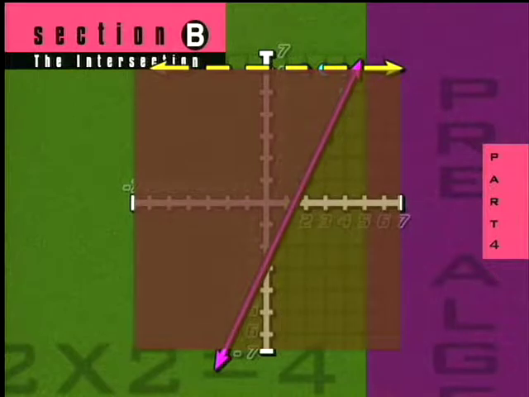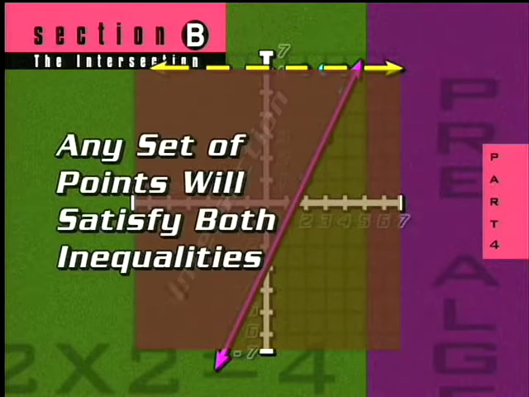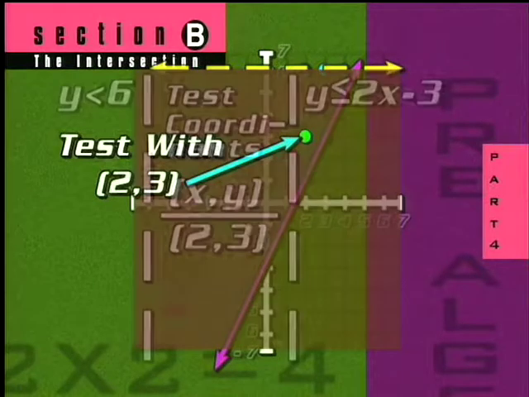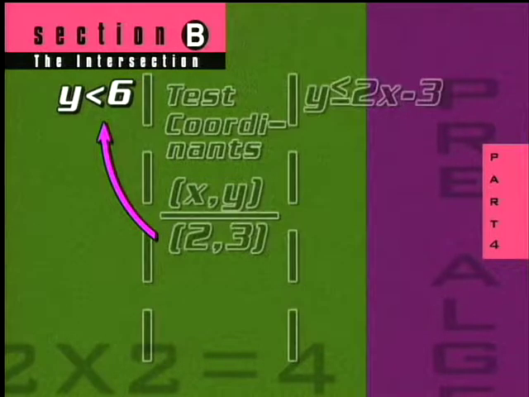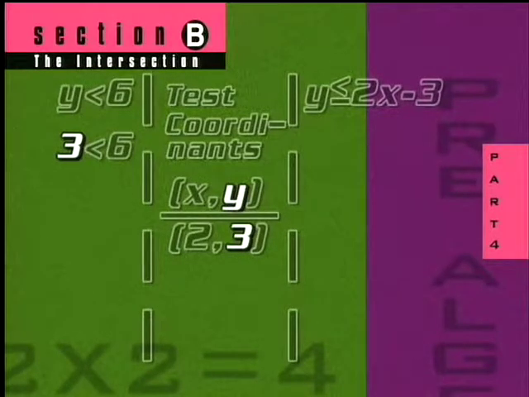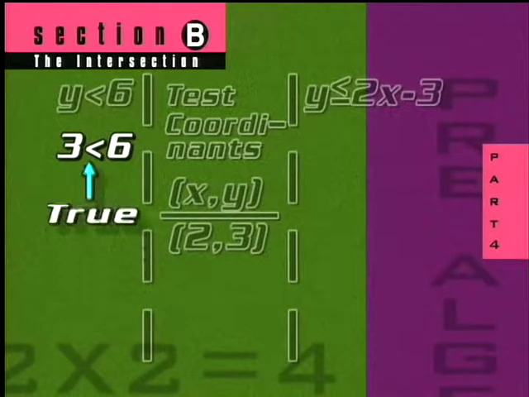Check out this spot on our graph where the two colors overlap. This area is called the intersection. What's cool is that any set of points you pick from anywhere in the intersection will satisfy both of our inequalities. Let's test this with coordinates 2, 3. Plugging in the coordinates in the first inequality, we get 3 is less than 6. Remember, we just plug in the y value here because we don't have an x. This checks out because 3 is less than 6 is a true statement.